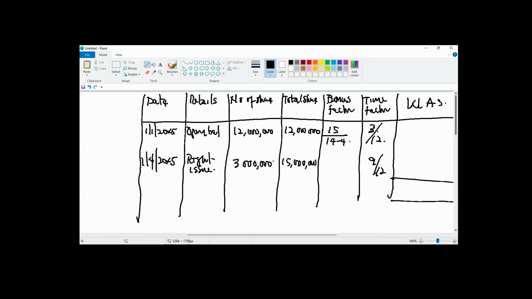3,125,125. 3,125,000. Then this will give us what? 15 times 9 over 12. 11,250. So the addition of the two gives 14,375.